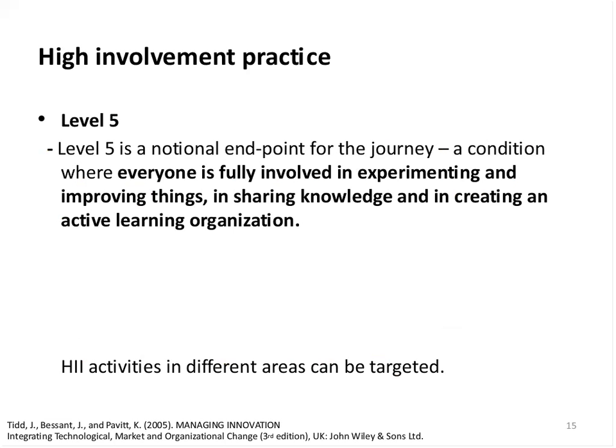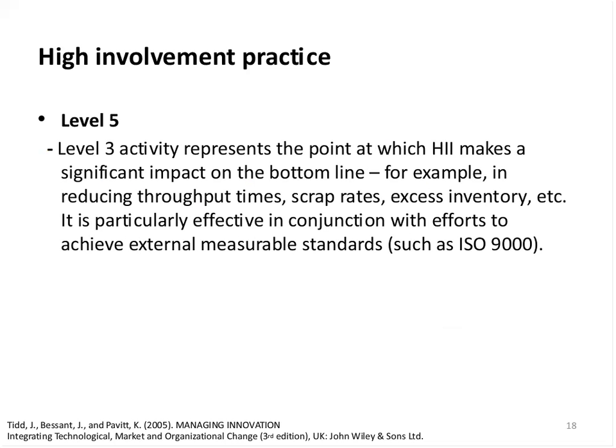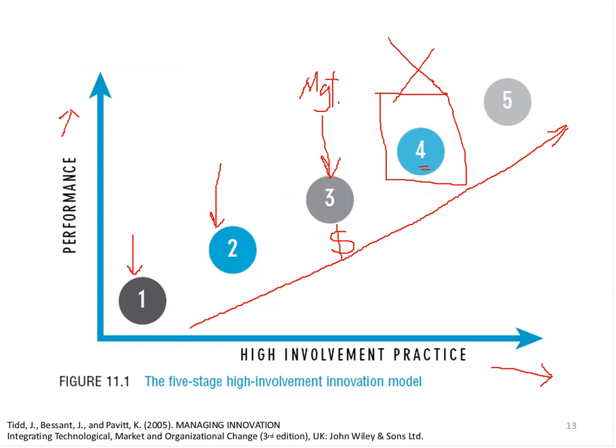Level 5 is a notional endpoint for the journey, a condition where everyone is fully involved in experimenting, in improving things, in sharing knowledge, and in creating an active learning organization. So here in level 5, individual empowerment, inclusion, and contribution is a habit. Everyone is involved. Everyone makes a contribution. Everyone is active. The organization is fully learning. Communication is very vast. And they don't repeat the same mistakes because they're very well connected. This is a very advanced stage.